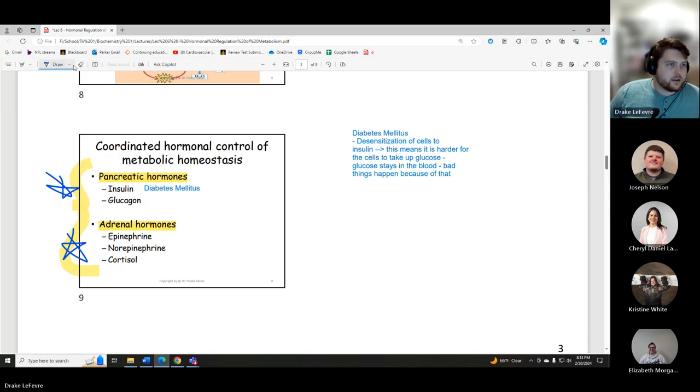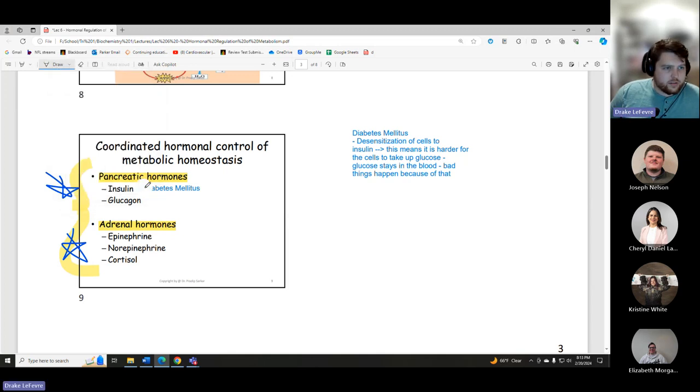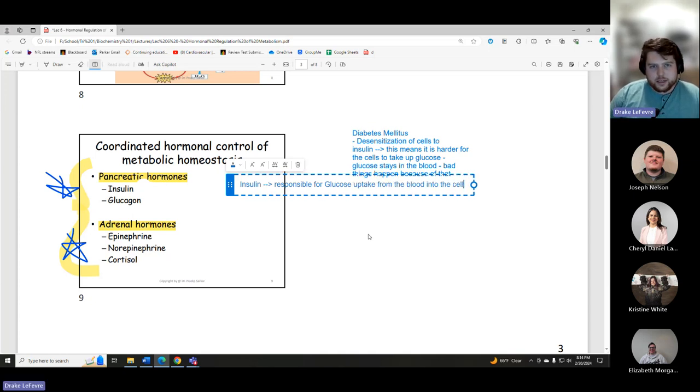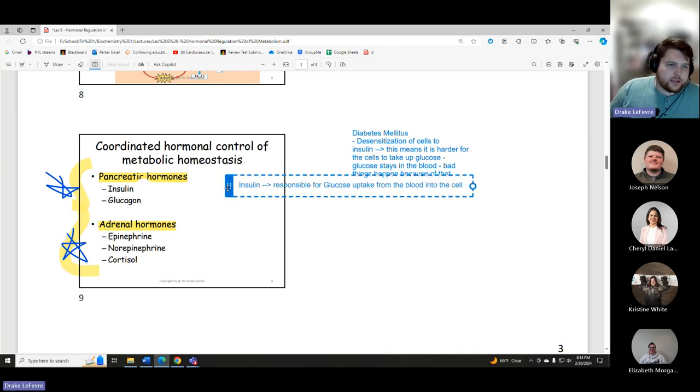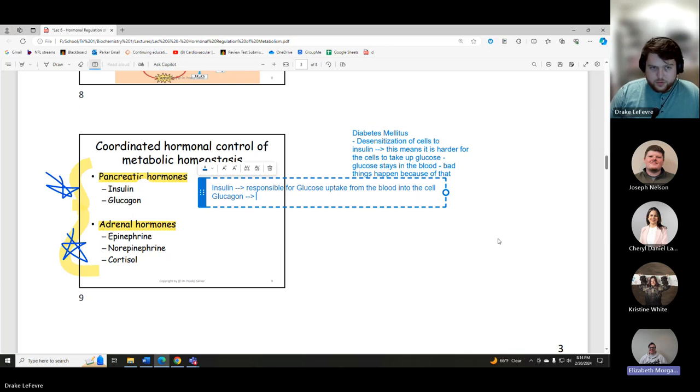With what we need to know for this course in general is going to be more of what happens with insulin and glucagon. So for example, insulin, it's responsible for glucose uptake from the blood into the cell. Why is that necessary? Why do we need the glucose to go from the blood into the cells? Because we use the glucose for energy.